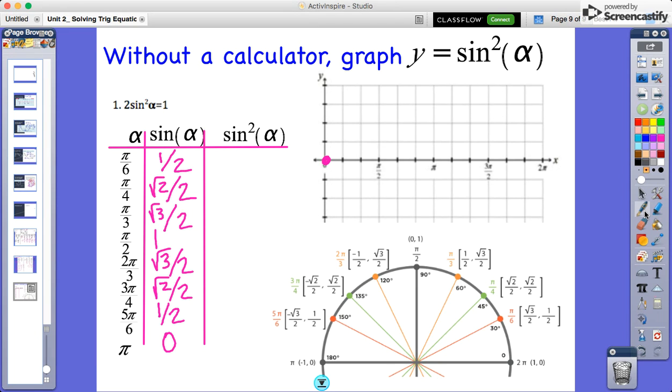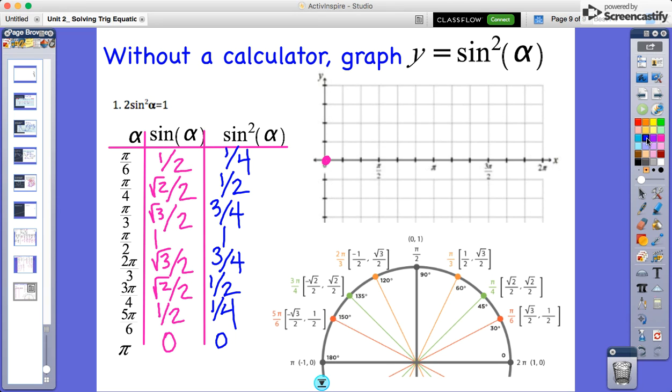What's 1/2 squared? 1/4. Radical 2 over 2 squared? 1/2. Radical 3 over 2? 3/4. 1? 1. And then my values are repeating, right? So I'm going down 3/4, 1/2, 1/4, and 0 squared is 0.